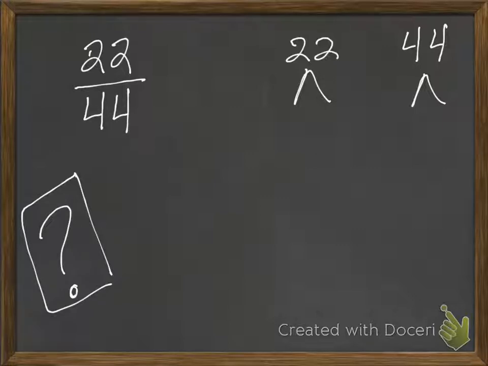So make sure you're asking yourself what times what equals 22, what times what equals 44. See if you can keep breaking it down, find what's common, and start your division.